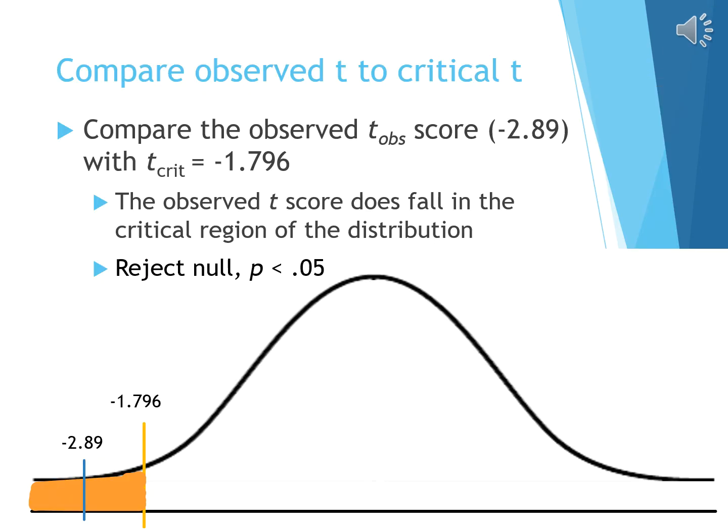Okay, now we're going to compare our observed t-score to the critical t-score we just looked up. The observed t-score, remember, is the t-score that actually represents the difference in average hours studied per week between our sample and the population. That's the t observed. And we found an observed t-value of negative 2.89. We're going to compare that to the critical t-value we looked up in the table of negative 1.796.